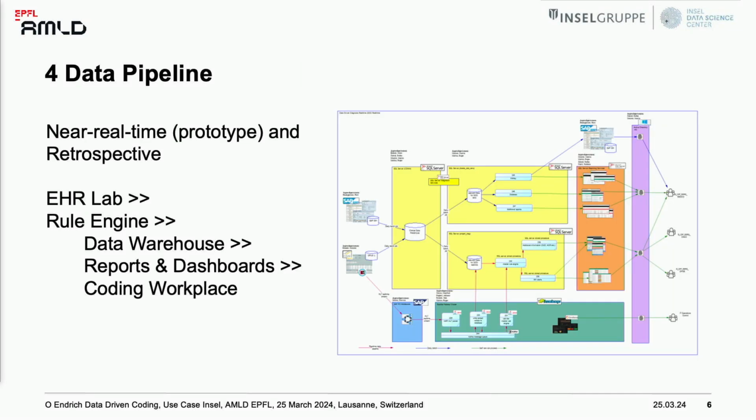To process this data, we use a data pipeline. We built two data pipelines. One is near real time, which is a prototype, and the second is retrospective. We ingest EHR lab data, and they run through this rule engine. Then we combine the data with data from the data warehouse, adding data about age and administrative cases. We use reports and dashboards for quality assessment, and then the data proceeds to the coding workplace.